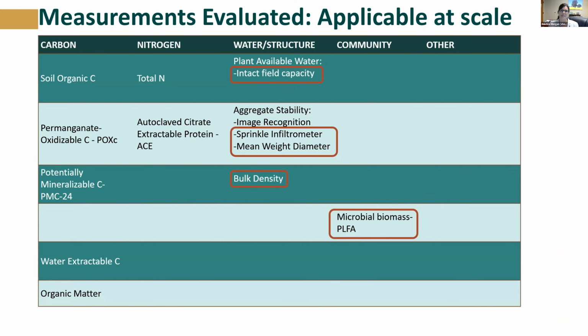So I already told you intact field capacity, sad to see that go again. As a soil physicist, it hurts. Sprinkle infiltrometer, mean weight diameter. These are great aggregate stability methods that I highly encourage researchers to continue to use. But again, they're expensive and a lot of commercial labs just won't do them. We've talked to them. Bulk density, same, already explained that one. And then lastly, microbial biomass, PLFA, it's expensive compared to the information that we're getting from it.